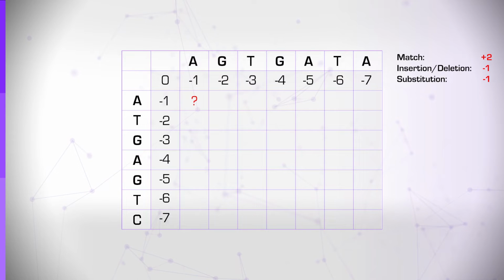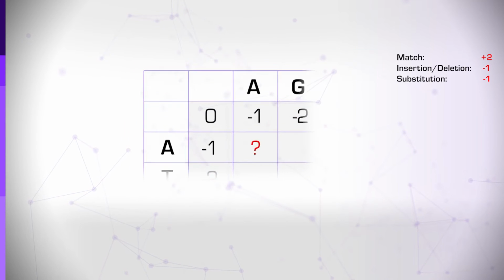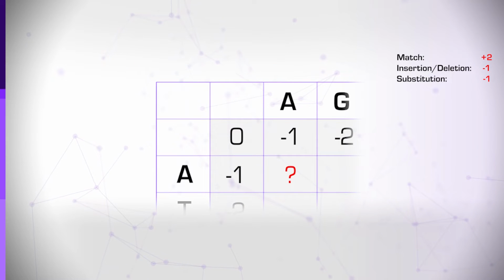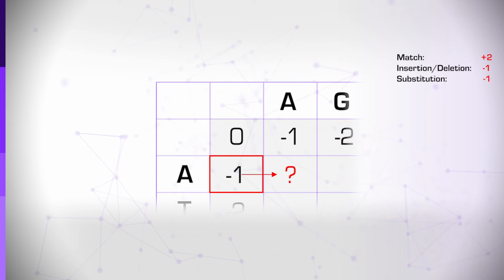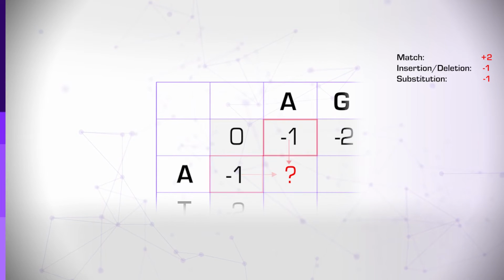We will work row by row from left to right. In order to determine the value of each cell, we need to look at the values of 3 neighboring cells: the cell on the left, the cell above, and the cell on the left upper diagonal, and pick the cell that will yield the maximal value. If we choose the cell on the left, we need to take its value and then pay the price for a deletion. If we come from above, we need to take its value and pay the price for an insertion.